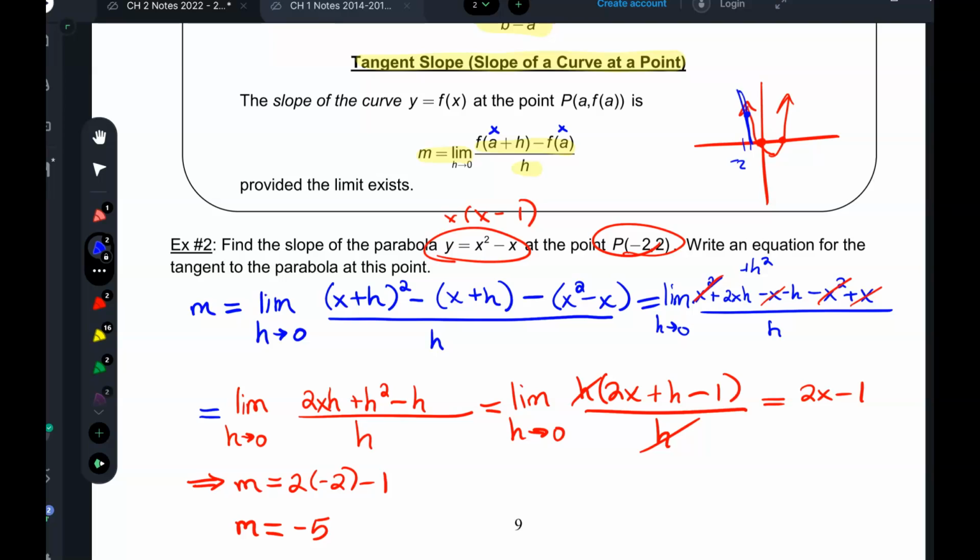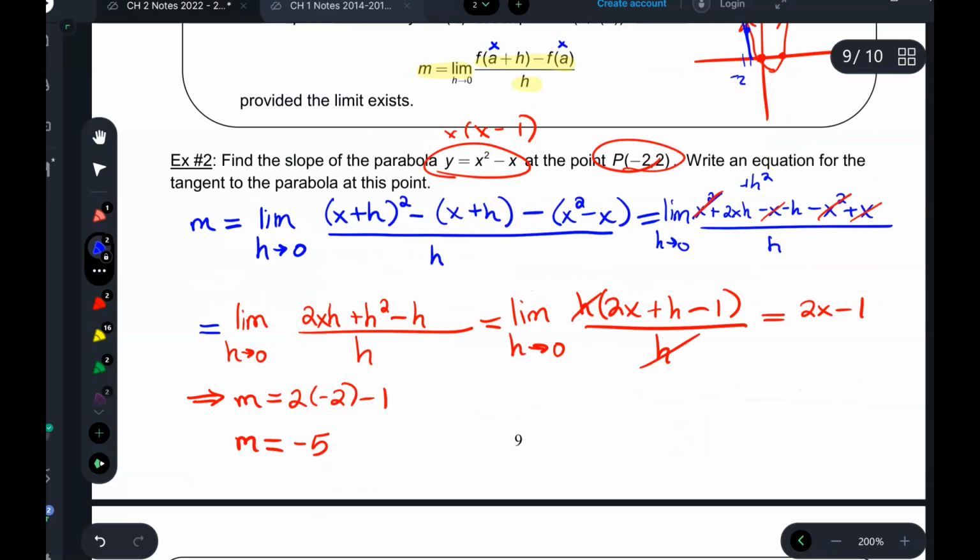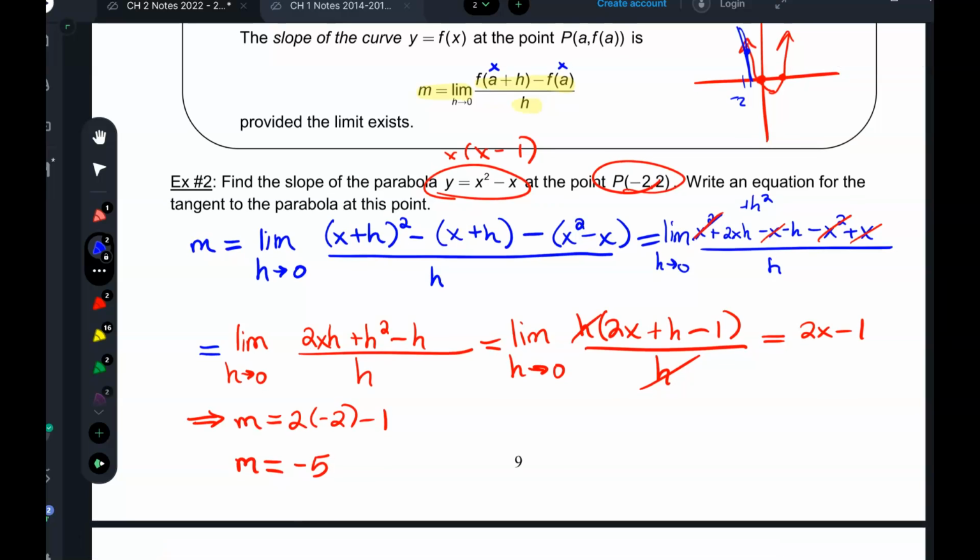Negative 5. So it's like an imaginary line? Yeah. I'll show you on our calculators when we get to it later. You can actually graph this, and you can draw the tangent line. There's a button in the menu to draw the tangent. Yeah, Ryan. So the answer is m equals negative 5, or do we?